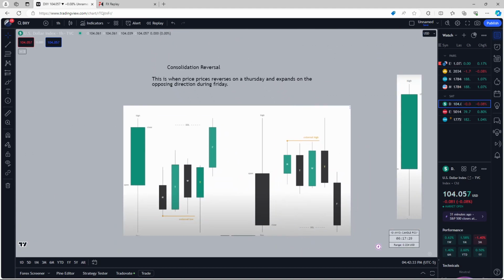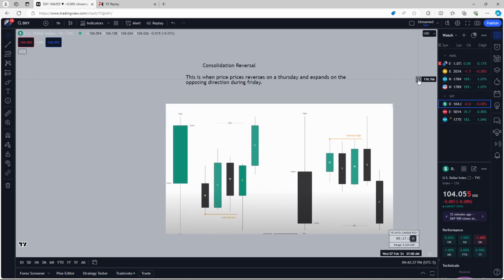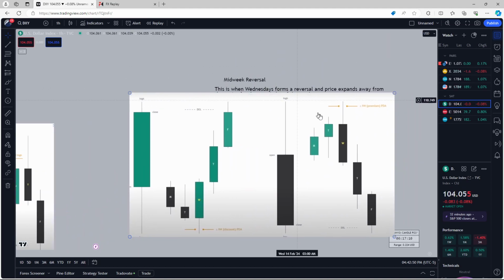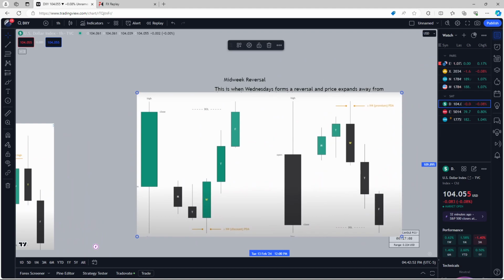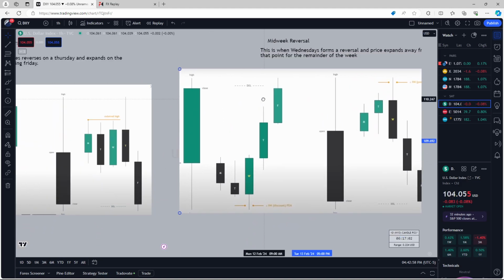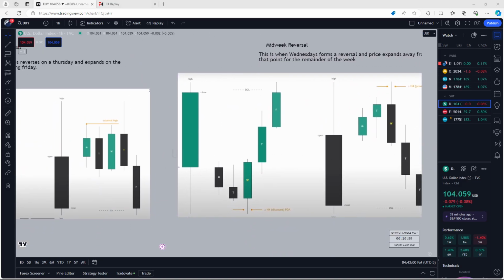Then we have consolidation reversal. This one offers you strict buys for Friday, right? Thursday, and then Friday. But normally I just say Friday only. Some people say Thursday, but Friday is more confirmed. And the last one, midweek reversal. This one offers you buys for both Thursday and Friday, after Wednesday. Now, I'll show you guys how you can anticipate these.